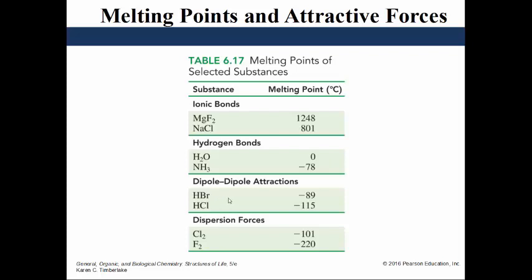Compounds that have a dipole-dipole attraction: hydrogen bromide, negative 89 degrees Celsius. Hydrogen chloride, negative 115 Celsius. And some examples where the attractive force is only a dispersion force: chlorine, Cl2, negative 101. And fluorine, notice F2, negative 220 degrees Celsius.